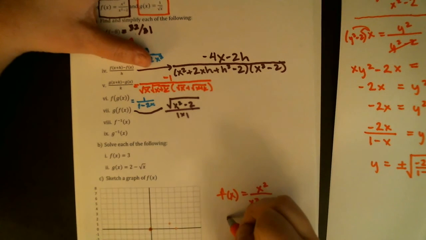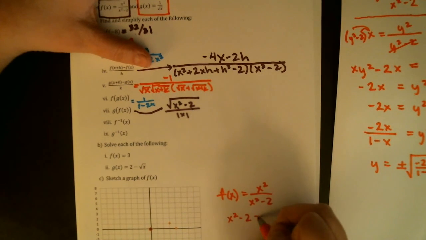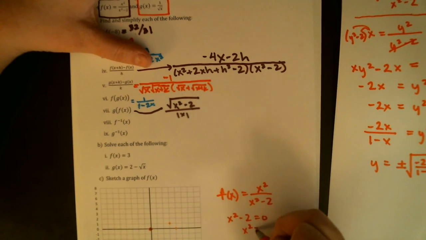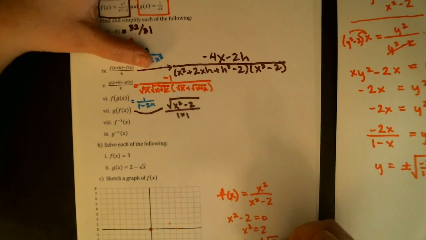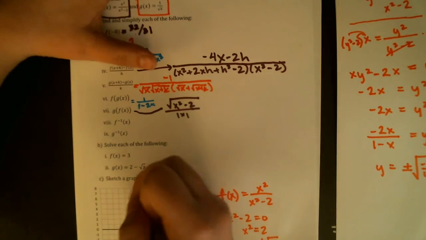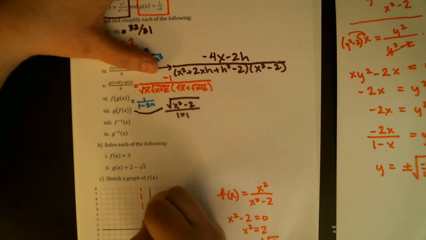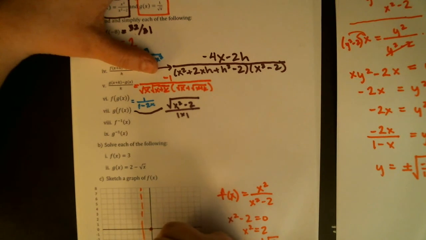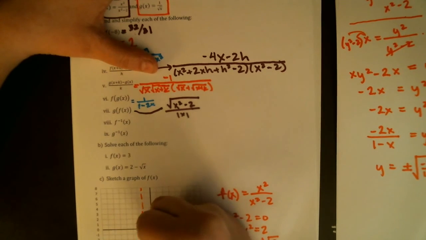The other thing I see here is that the bottom equals 0 if x squared is equal to 2, which means x is plus or minus the square root of 2. So if the bottom of the fraction is 0 and the top is not, we're getting vertical asymptotes, which means at plus or minus root 2, this thing has a vertical asymptote.